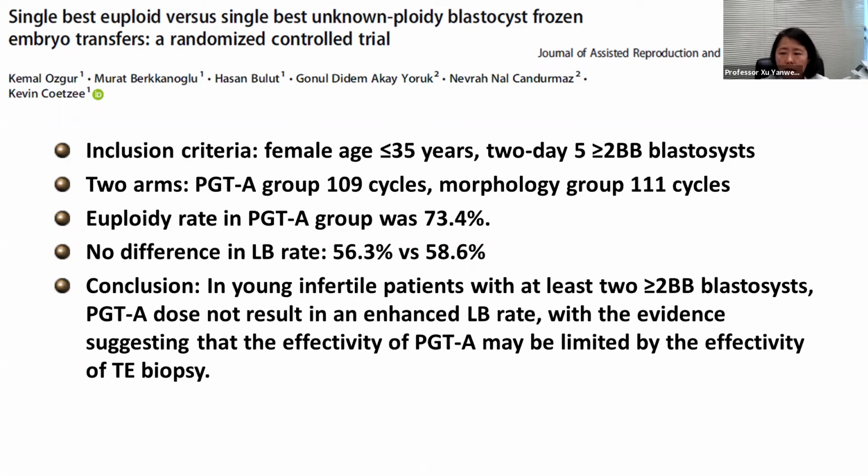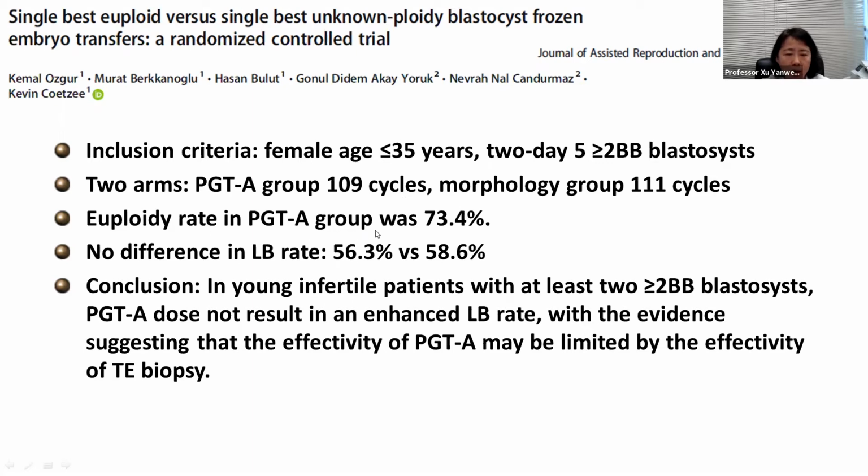And here's the study published in 2019. It's a comparison between the single best euploid versus single best unknown ploidy blastocyst frozen embryo transfers. It's a randomized control trial. Inclusion criteria include female age less than 36 years with 2 day 5 2BB blastocysts. And 2 arms: the PGT-A group controlled 109 cycles, the morphology group 111 cycles.